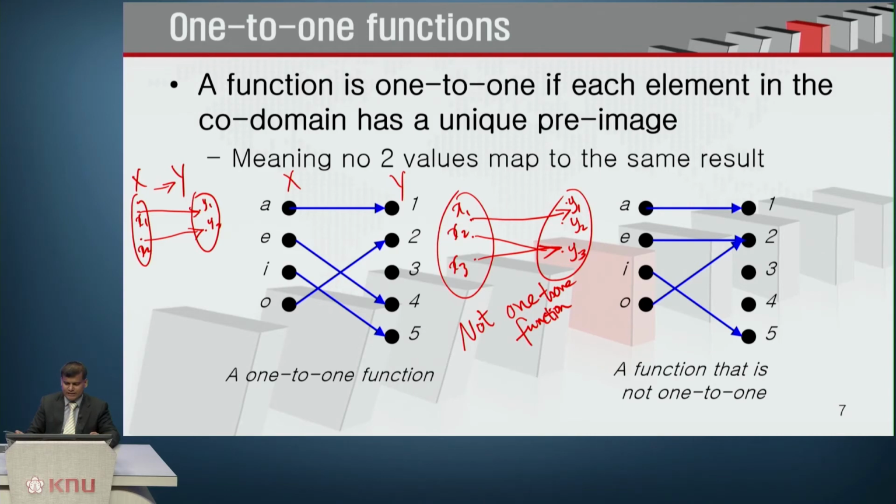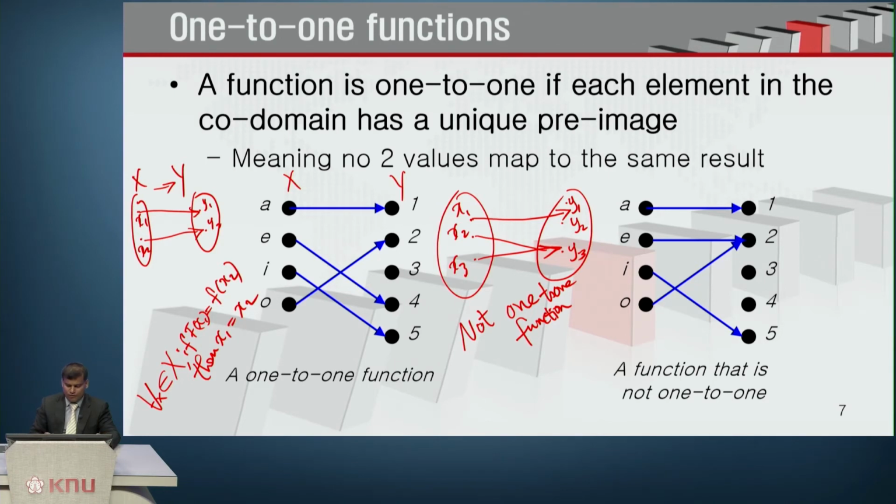If you want to state it in terms of things that we have learned earlier, you could say that for all values of x an element of X, if f of x1 equals f of x2, then x1 equals x2. So this is for a one-to-one function.